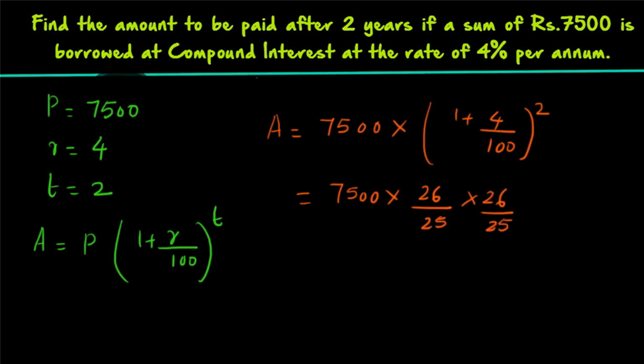So what we will be getting? So we can just cancel out this 25 and 7500, 300 we will be getting. And again 300 by 25 we will be getting it as 12. So 26 into 26 is equal to 676 into 12, which will be getting it as rupees 8112.